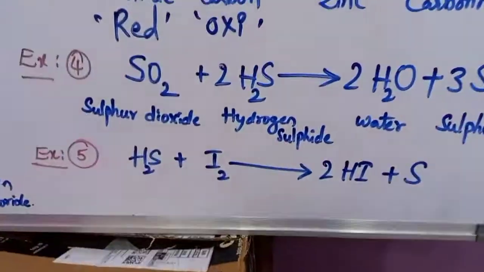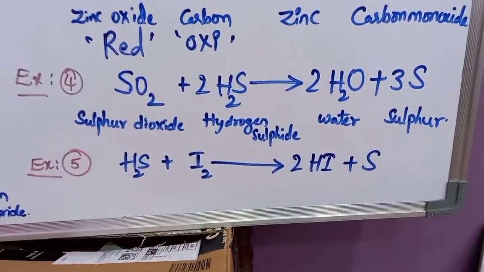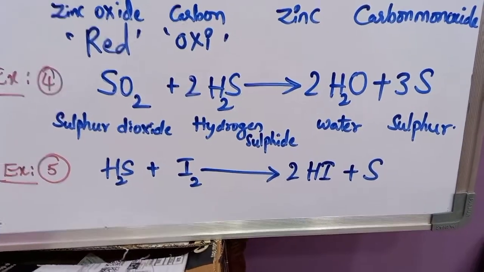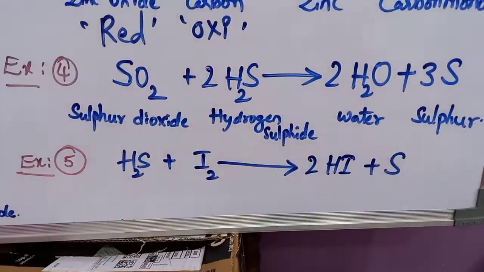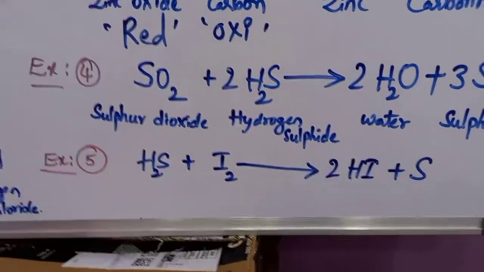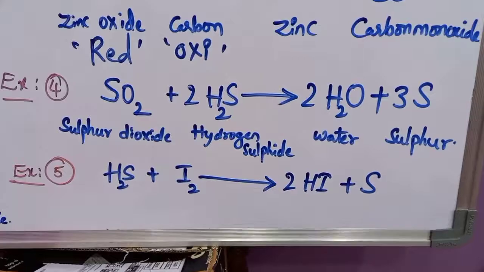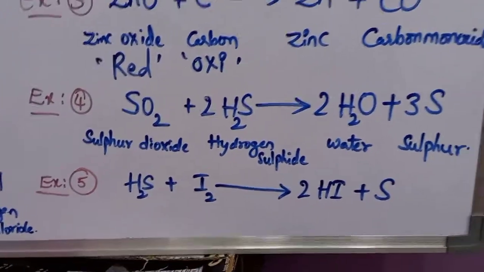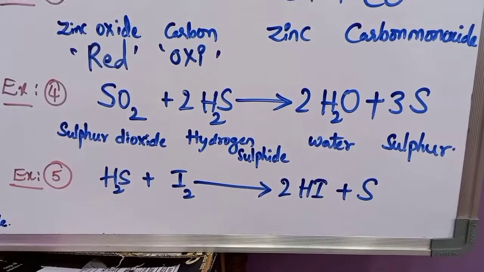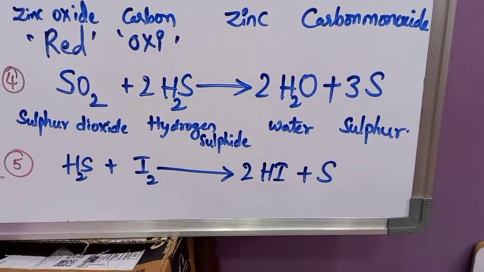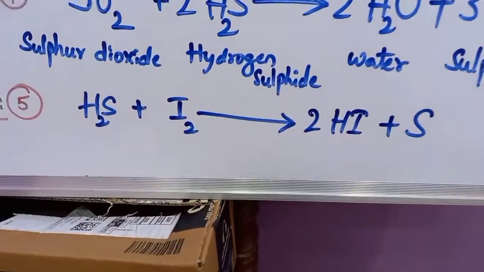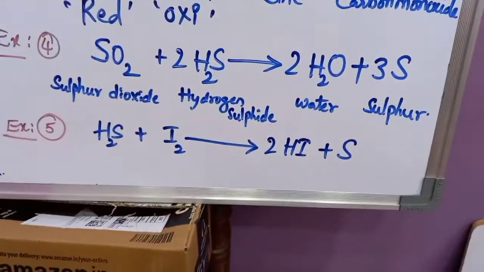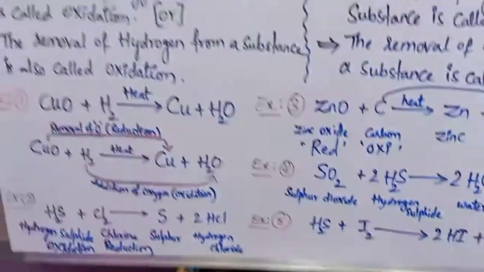Similarly, there are example numbers 4 and 5 also, children. Try to identify which substance is undergoing oxidation and which is undergoing reduction, and note it down below the equations. Below SO2 you write whether it is undergoing oxidation or reduction. Sulfur dioxide plus hydrogen sulfide gives water plus sulfur, and hydrogen sulfide plus iodine gives hydrogen iodide plus sulfur. These two are your assignments.